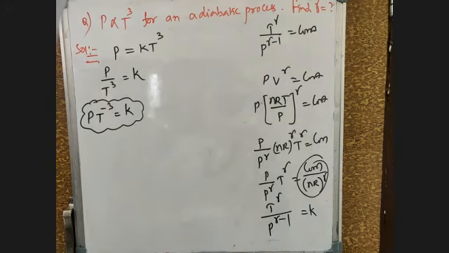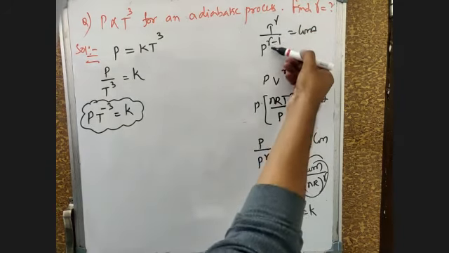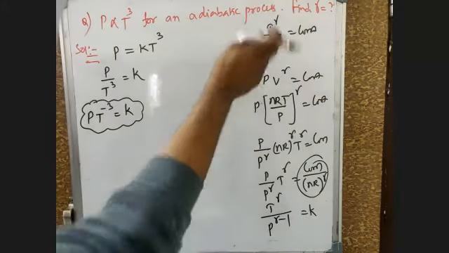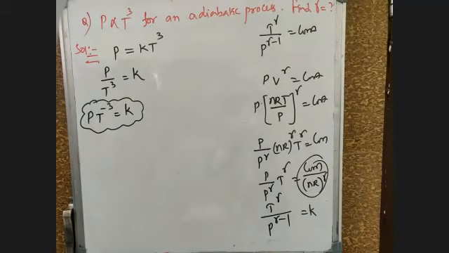So what is the relation right now here? T to the power of gamma, p to the power of gamma minus 1 is equal to constant. Now if I take this one above, if I take the pressure in the upward direction, what can I write?